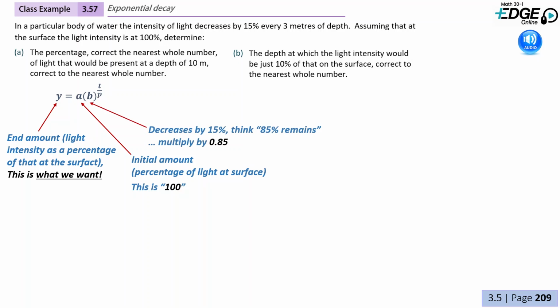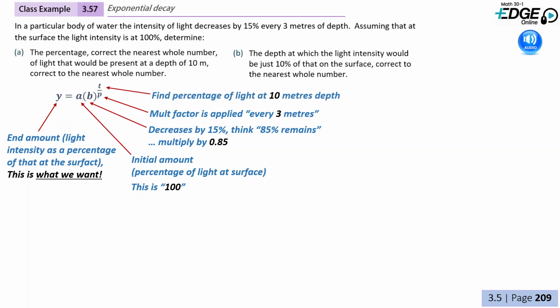Our B value is, well, it's decreasing by 15%. So our B value is going to be 85% remaining. So our B would be 0.85 because it's written as a decimal. Our P value is going to be 3 because our multiplication factor of 0.85 is going to be applied every 3 meters.